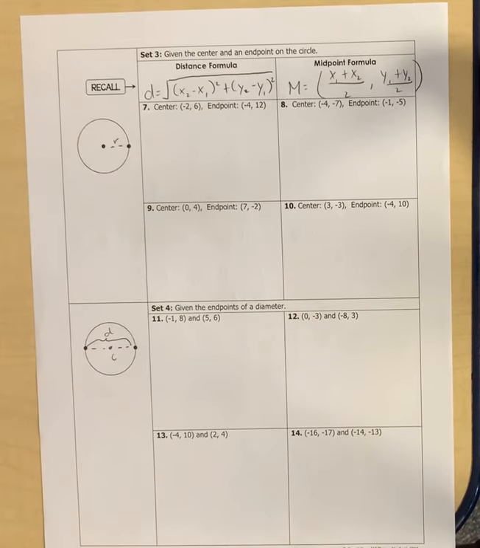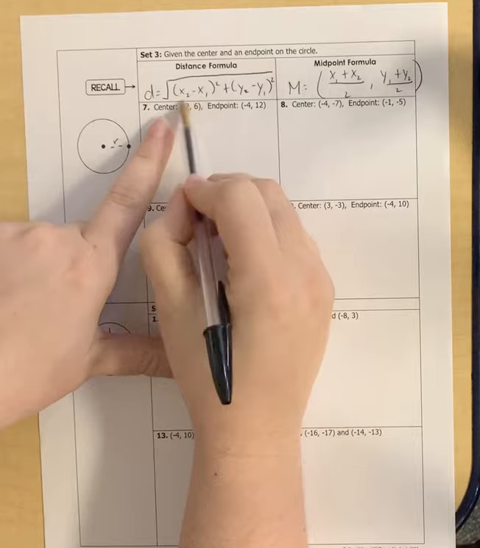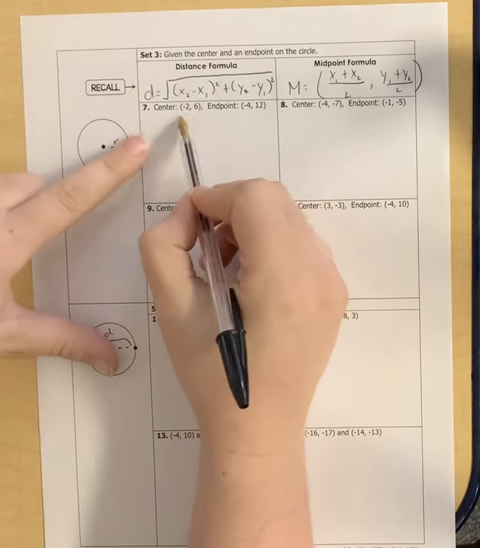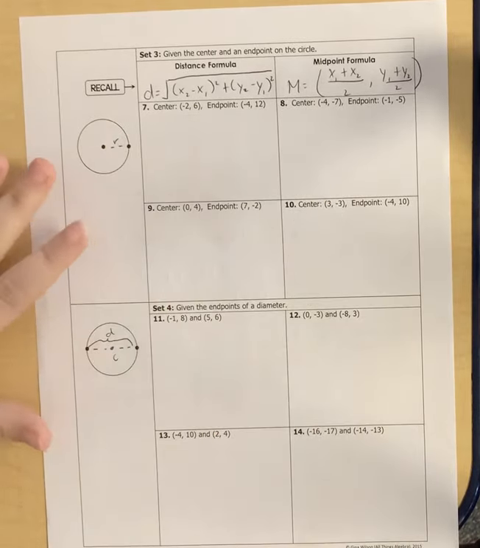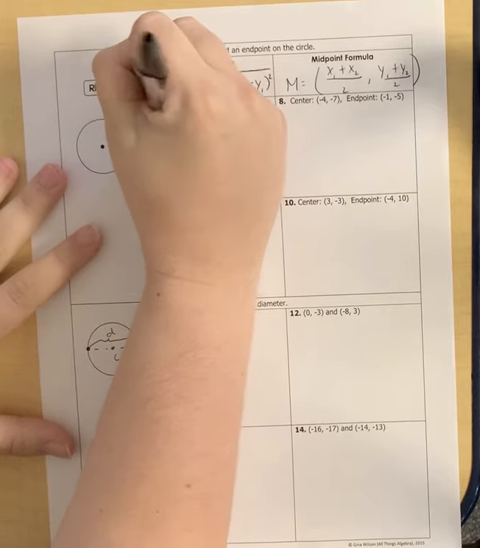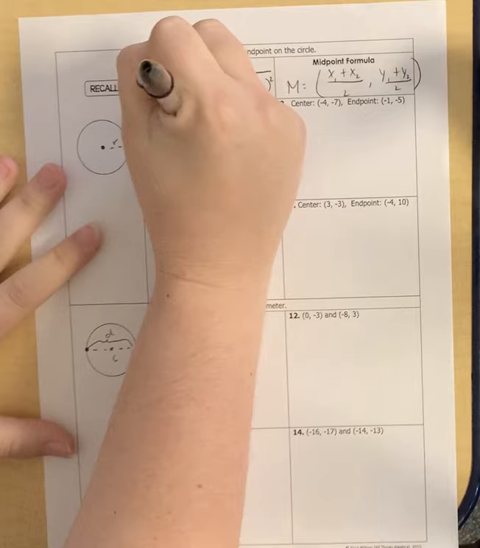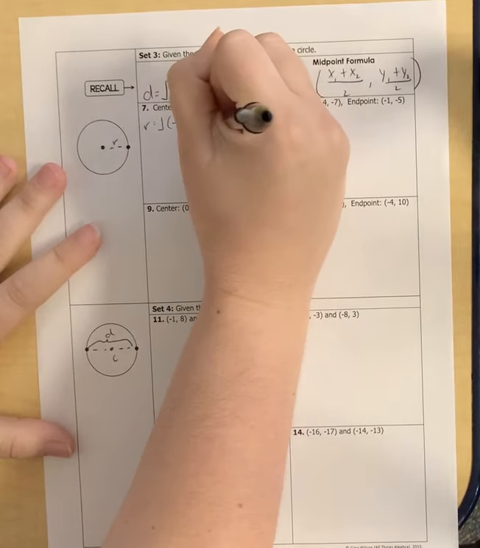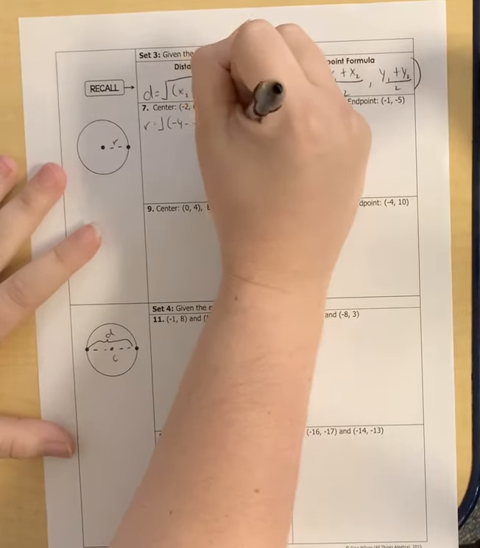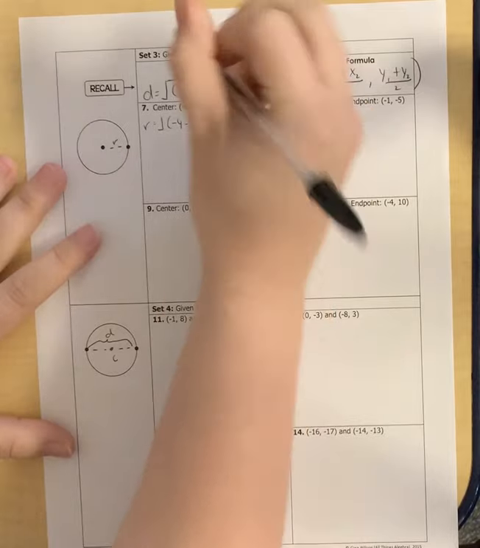Our radius on this, because we already have our center, but we just need to know what our radius is, we're going to use the distance formula. So our radius is going to be the square root of (-4 - -2)^2 + (12 - 6)^2.